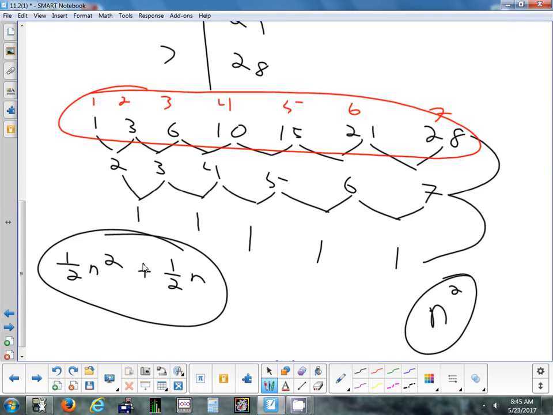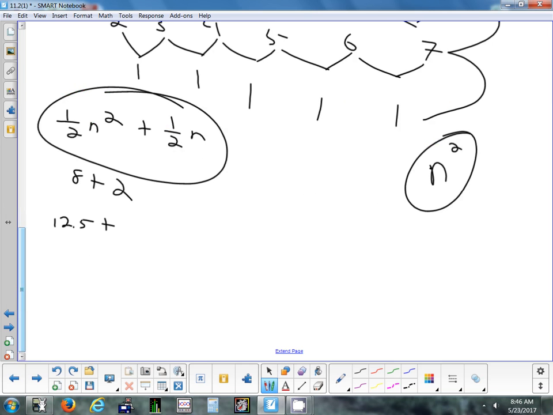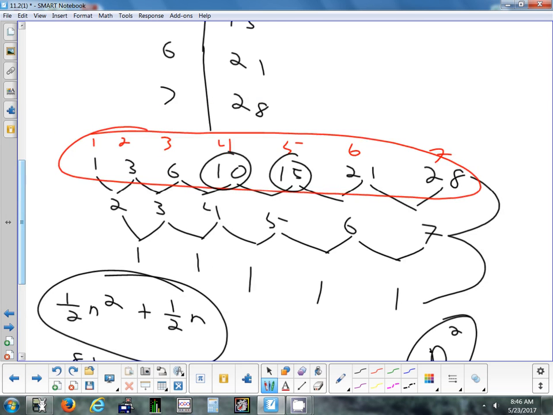Let's try it. Let's plug in 4. What's 4 squared? 16, half of 16, plus half of 4. 2, and 8 plus 2, there's your 10. Okay. Try one more. Let's try 5. 5 squared is 25, and then half of 25, 12.5, plus half of 5 again, 2.5, 12.5 plus 2.5, there's your 15.